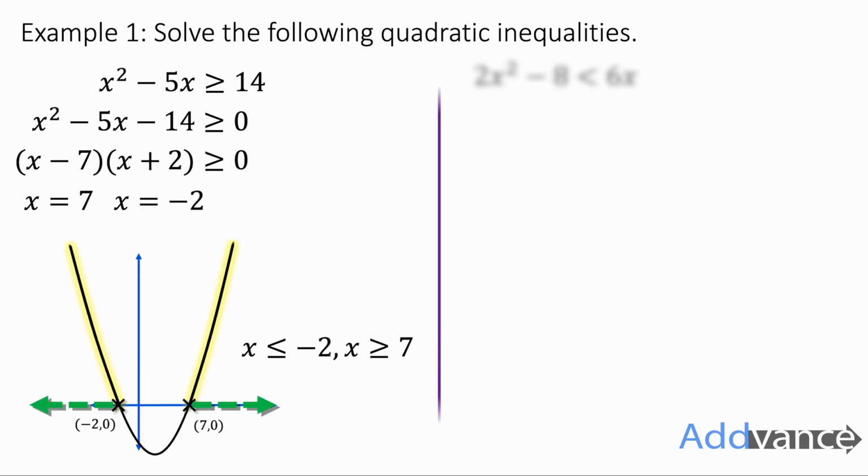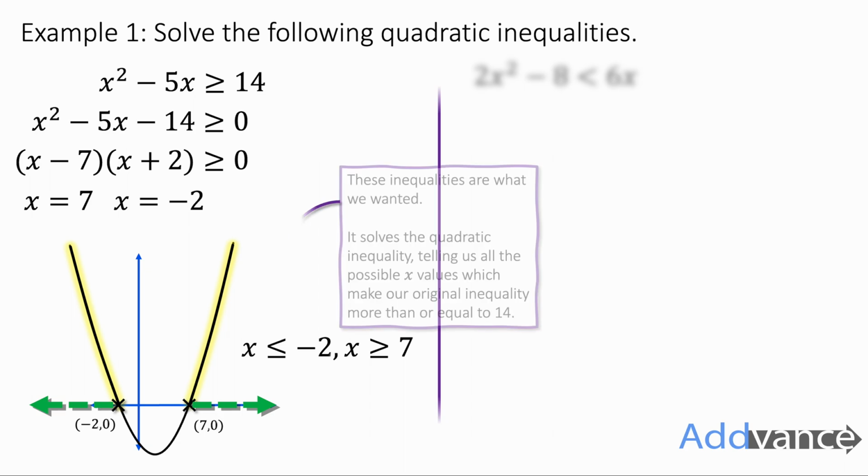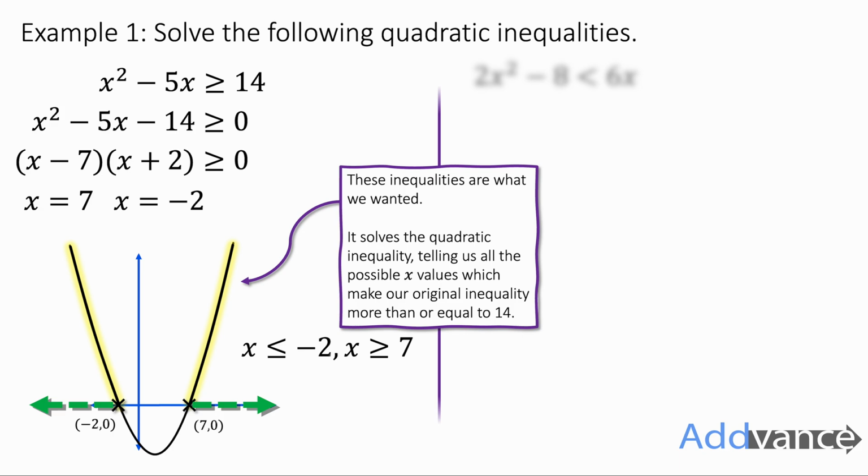Just notice that the signs in the answer need to match the signs in the original problem. The original problem was more than or equal to, so the answer must also have or equal to signs. This is the answer we wanted. It tells us the x values that give an answer that is more than or equal to 14. And we've done.